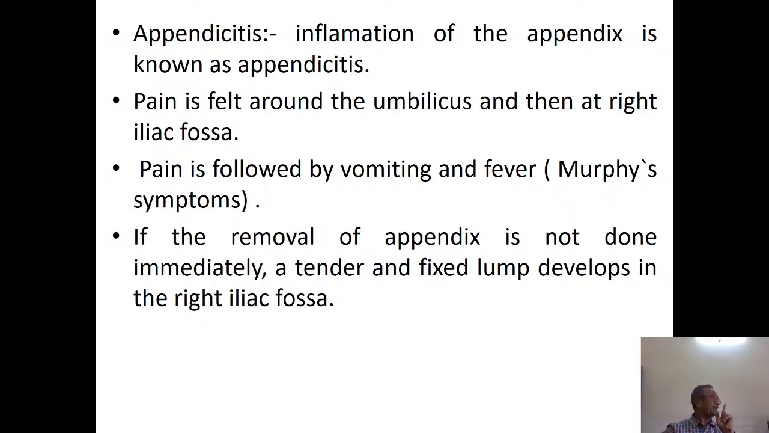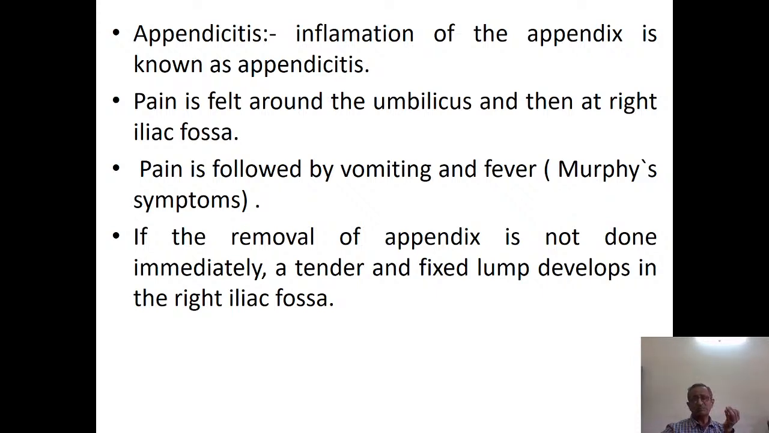So the pain of acute appendicitis first starts around the umbilicus, then it migrates to the right iliac fossa. This pain is followed by vomiting and fever, that is Murphy's symptoms. If the removal of the appendix is not done immediately, then there is a chance that the appendix may rupture, leading to peritonitis. This is a severe complication.